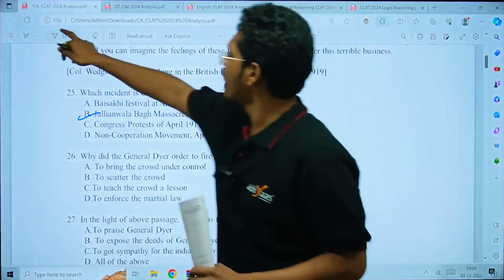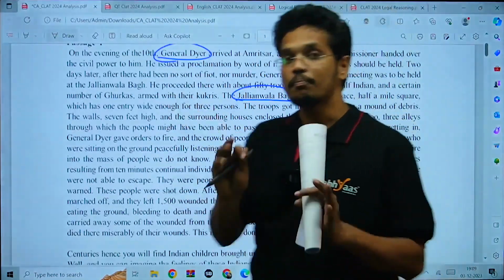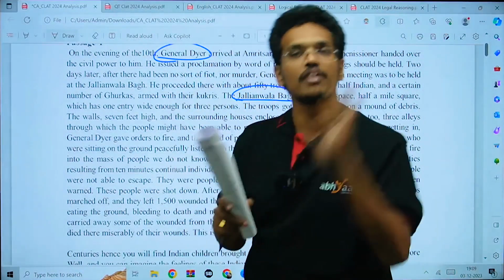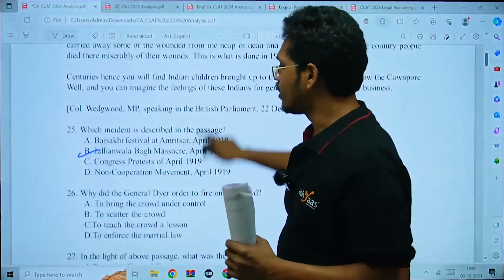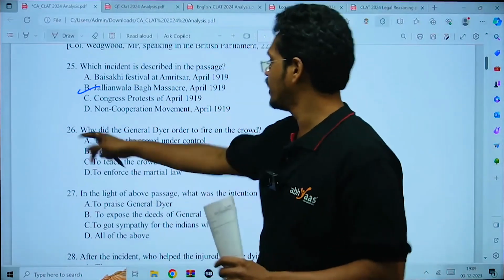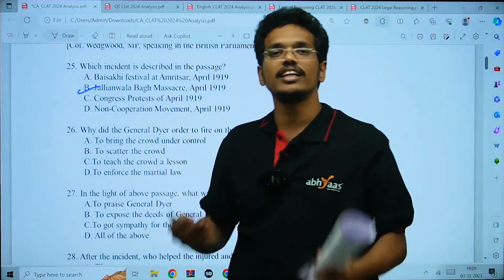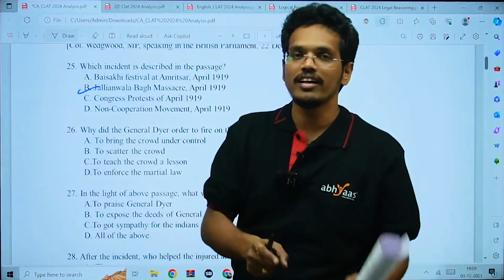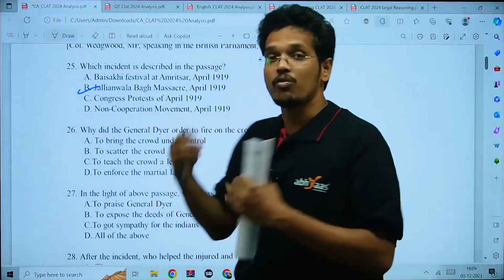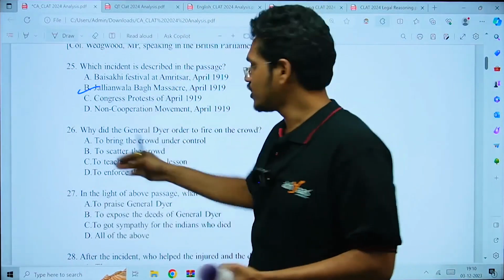If you read the passage, it is a peaceful gathering, so the crowd is under control only. If you want to control a crowd, they first have to cause disorder, but it is a peaceful meeting. So option A is eliminated. Option B: to scatter the crowd. The crowd was simply sitting and listening to the meeting, and there is only one gate, which was closed. If General Dyer wanted to scatter the crowd, they would need to open the gates, but they closed the gates. That means option B is also wrong.